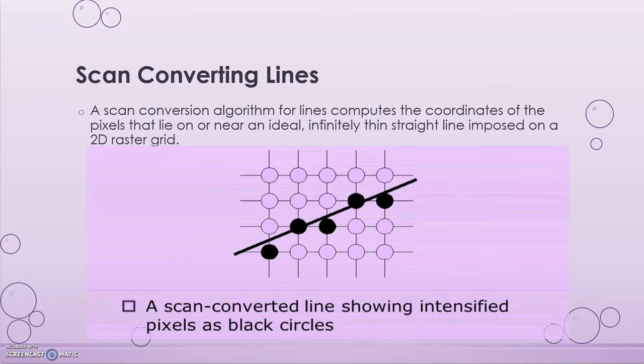So this is a 2D raster grid. Here the figure shows a highly magnified view of a one-pixel-thick line and of the ideal line that it approximates. The intensified pixels are shown as filled circles, that is black circles, and the non-intensified pixels as unfilled circles. Since the raster parameters are defined on an integer grid, the endpoints of a line have integer coordinates. So we can only plot integer coordinates for a line to scan convert.